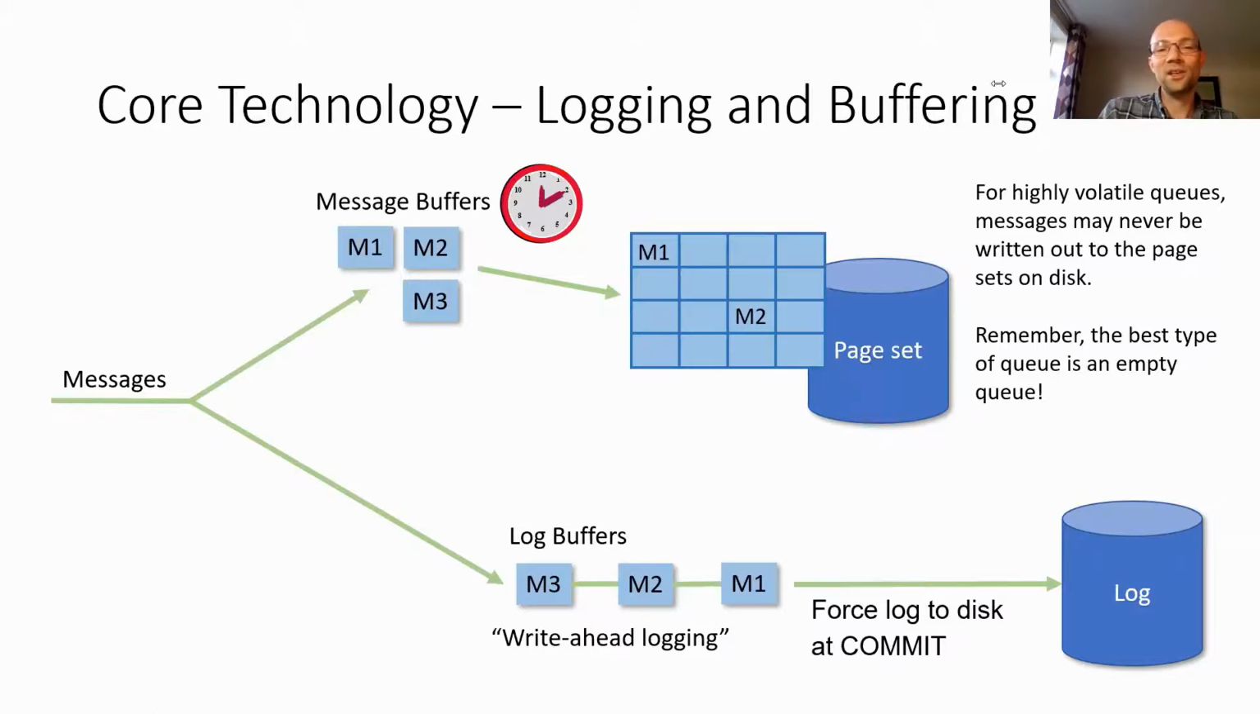And that's the ideal situation, actually, because obviously accessing memory is a lot faster than accessing disk. So for best performance, you don't want your messages to be written out to the page set at all. You want to be putting your messages to memory buffers and getting them out of the same memory buffers, rather than having to write them out to disk and then read them from the disk again. So that's the ideal situation.